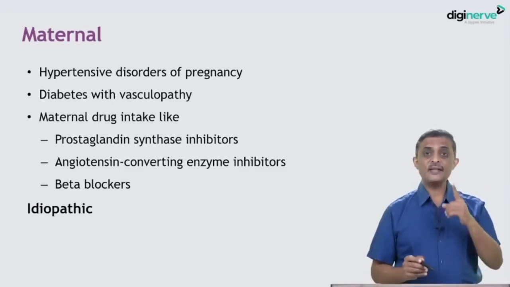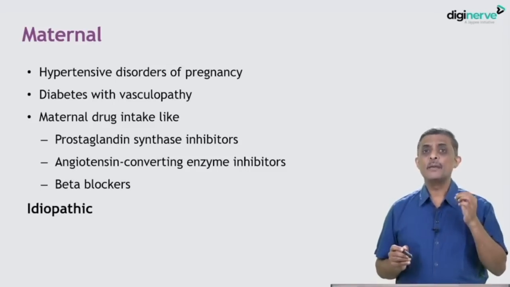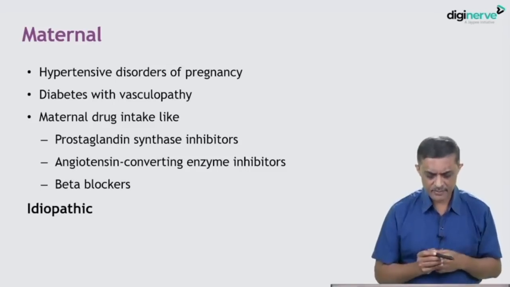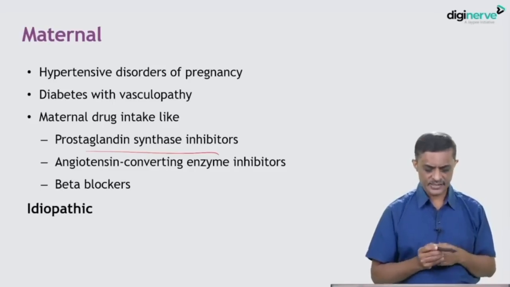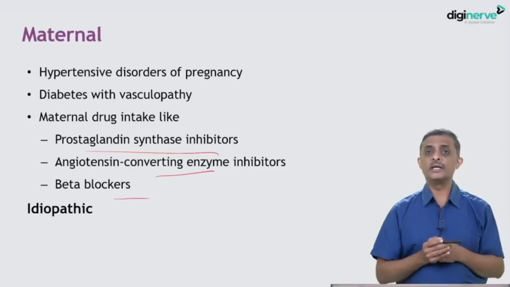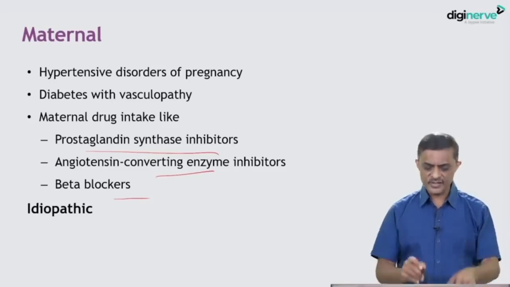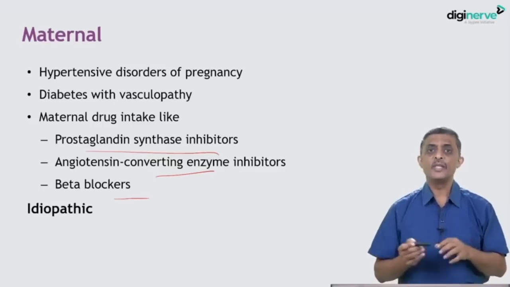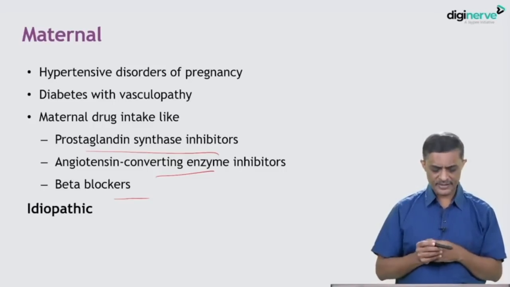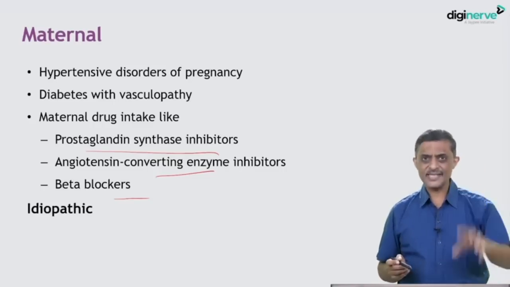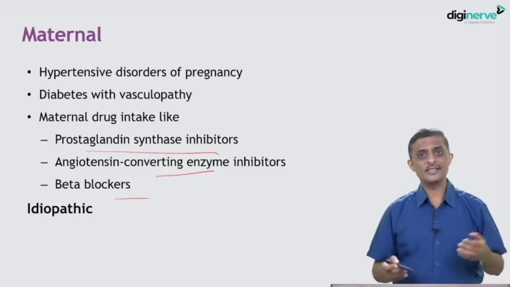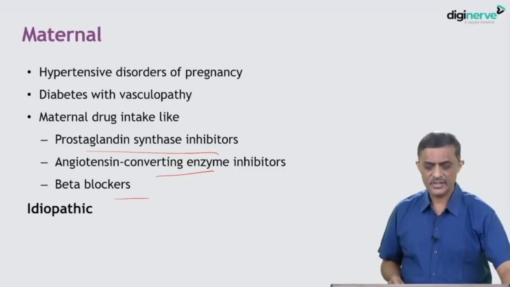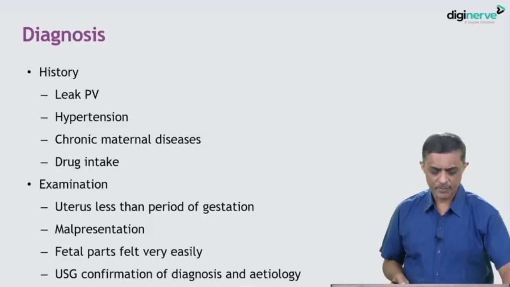give that history. So maternal drug intakes, especially beta blockers and ACE inhibitors, right? Prostaglandin synthetase inhibitors, indomethacin, etc. can cause oligohydramnios. For this reason, we try to avoid these group of drugs in pregnancy, right? And all said and done, most of the times we may not be able to know why this has occurred, and that comes under the diagnosis idiopathic.